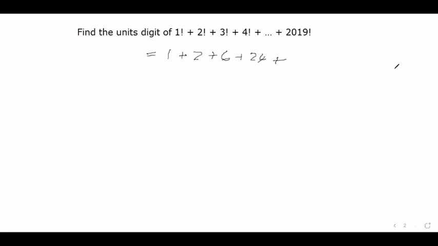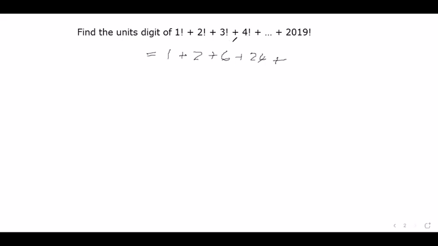Right. Now you're looking for the units digits of this. The problem is that you got so many, you got 2019 numbers. God forbid, how are you going to work out this problem? You're going to add 2019 numbers. And how are we expected to do that without a calculator? We probably wouldn't live that long to add up all these numbers.